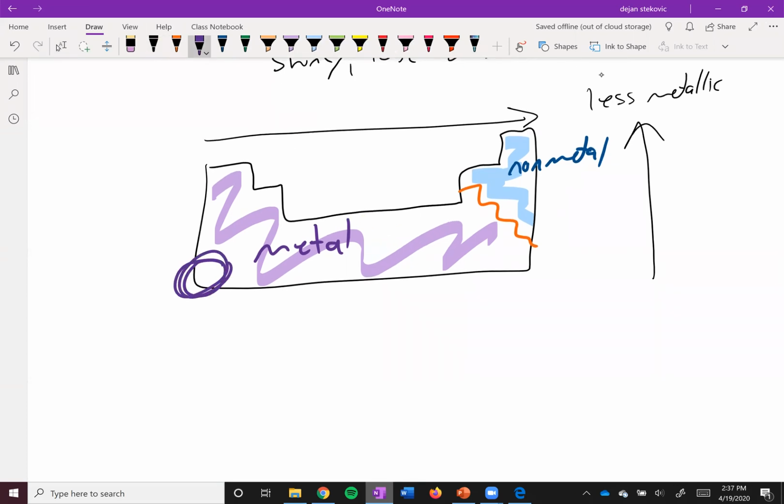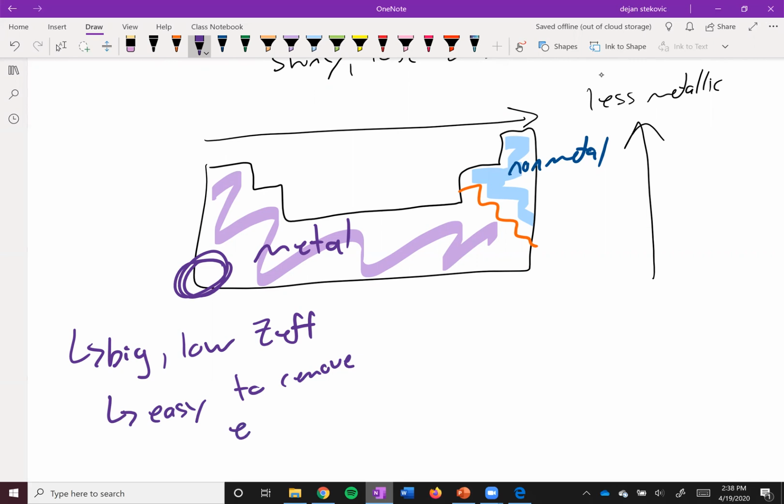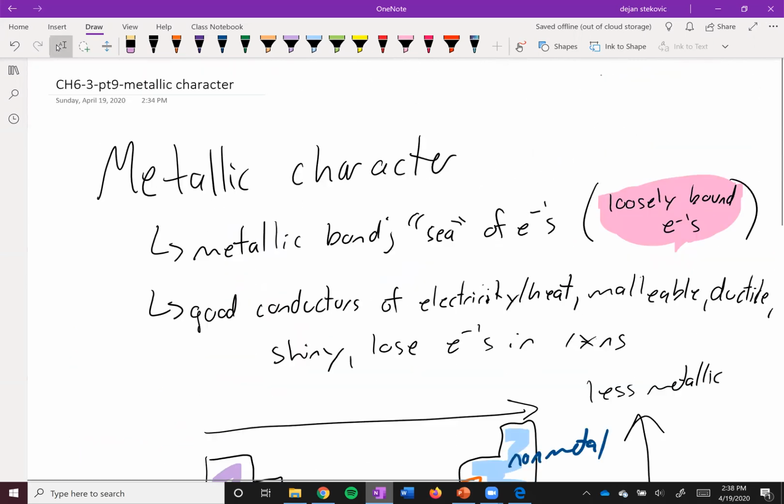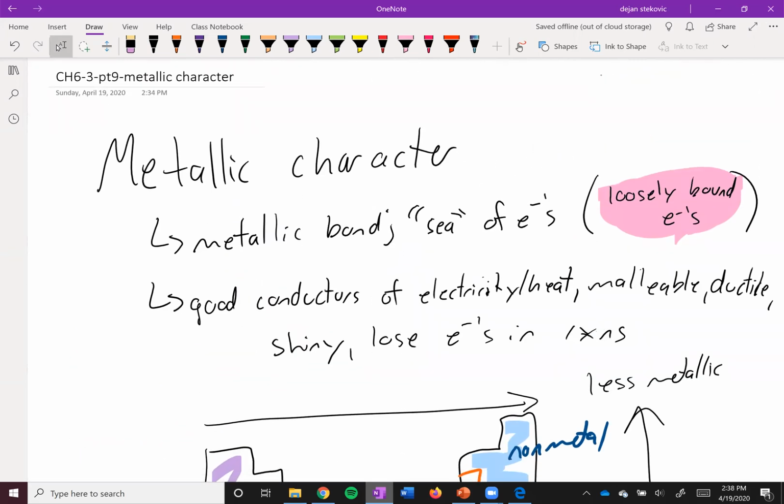The more we get to this bottom left element, the bigger atom that we get, and then we also get a lower Z effective, right? And so big atom, electron very far from the nucleus, low Z effective, the electron is feeling a very weak pull. All of these are going to be easy to remove, or loosely bound, right? And we said the requirement for our metallic compounds is that they have loosely bound electrons.